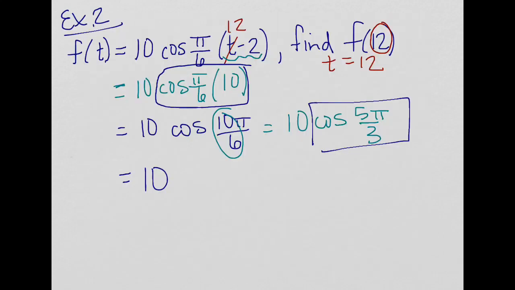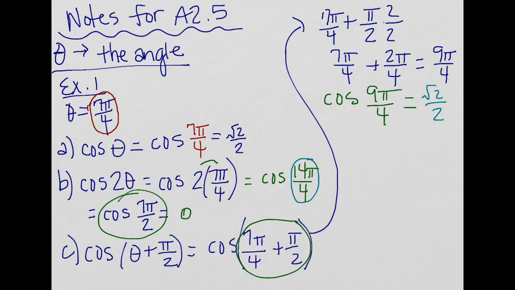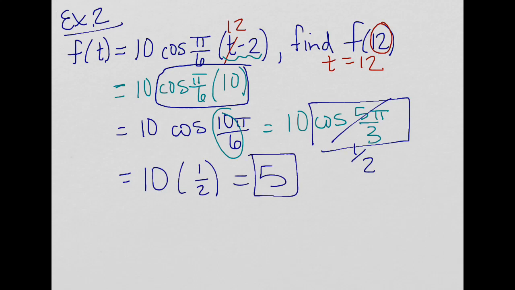And I am still looking for the cosine. That is 1/2. Whoops, sorry. So then this is 1/2. So I do 10 times 1/2, which is 5. That is my answer. Okay? I think that should get you through almost everything. Oh, one more thing. Let's do one more example.